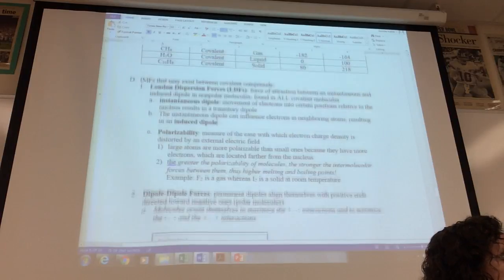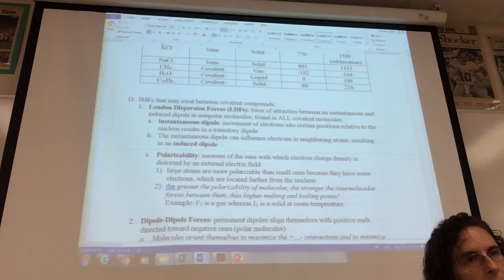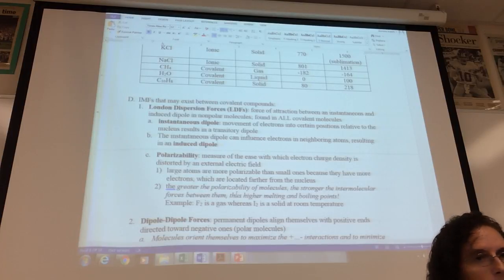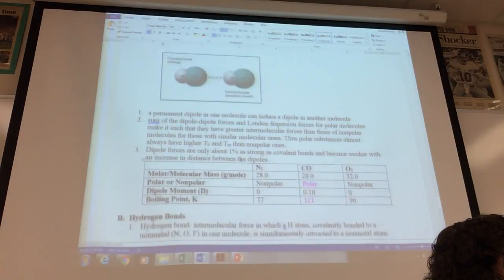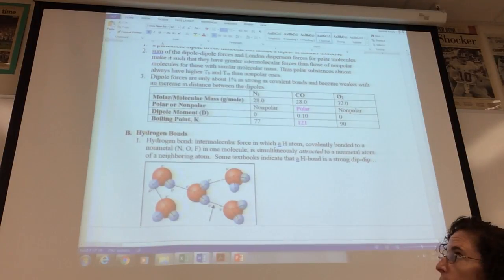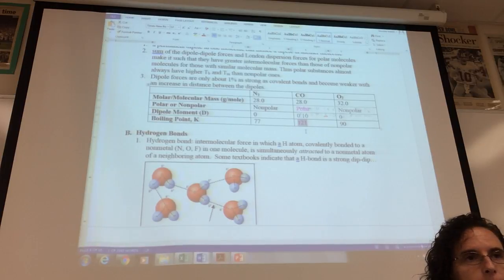Your notes go into great detail with London dispersion forces, like I said. London dispersion forces are the weakest. The only type of intermolecular force that nonpolar covalent molecules have are LDFs. That's all you need to know. Dipole to dipole we mentioned, and then if you look at this table here, why would carbon monoxide have a higher boiling point than nitrogen gas or oxygen gas?